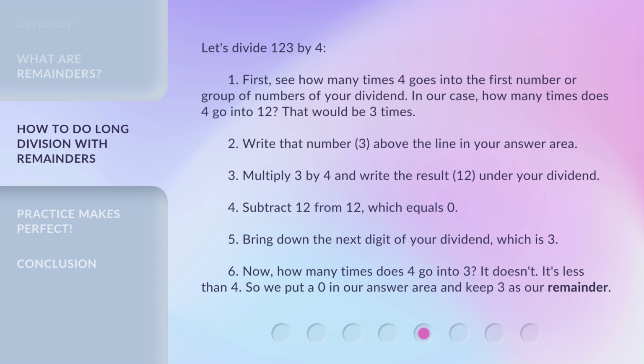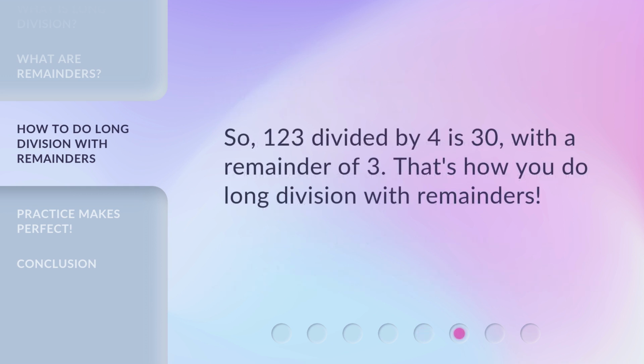6. Now, how many times does 4 go into 3? It doesn't. It's less than 4, so we put a 0 in our answer area and keep 3 as our remainder. So, 123 divided by 4 is 30, with a remainder of 3. That's how you do long division with remainders.